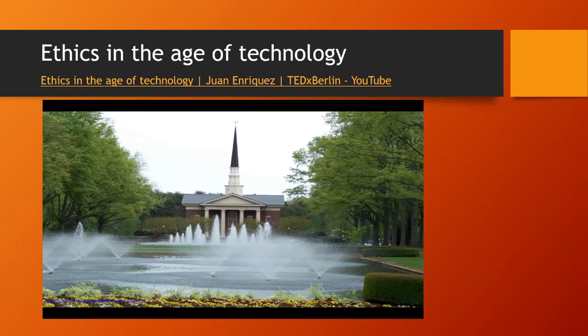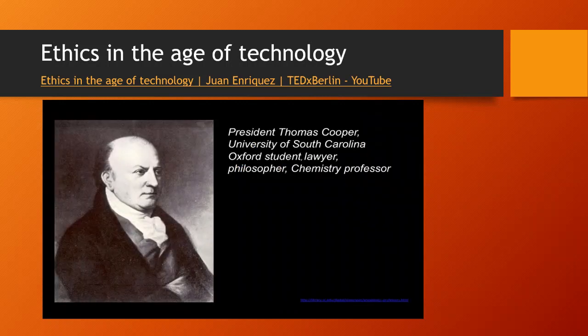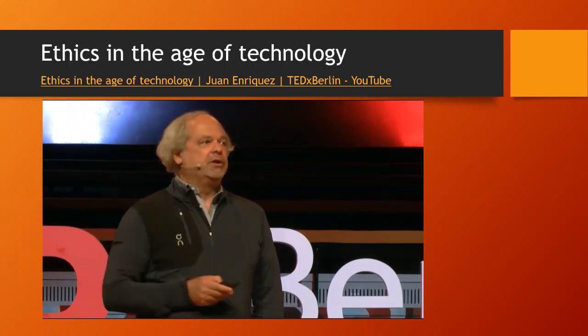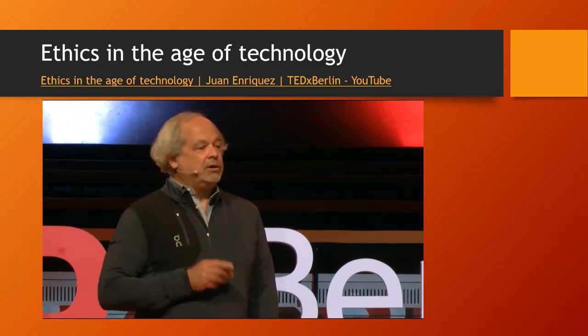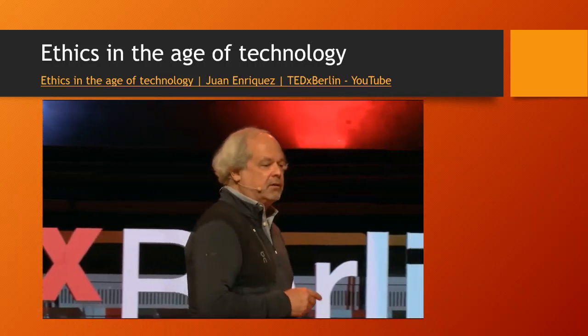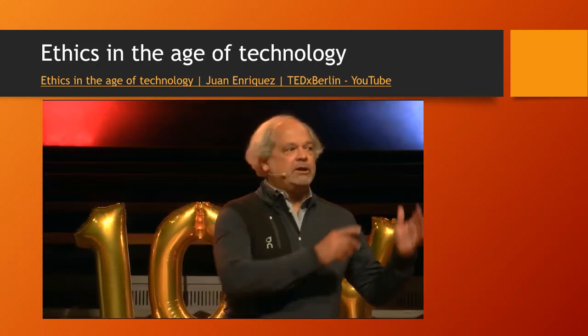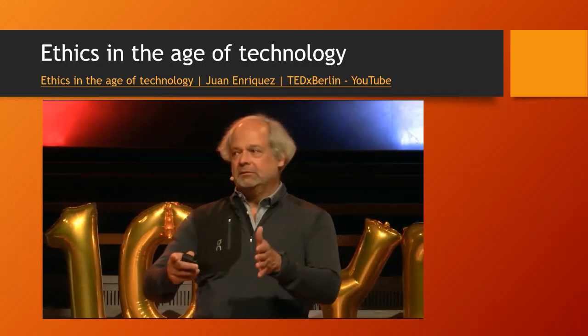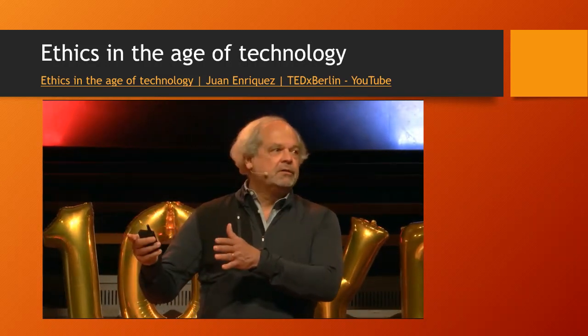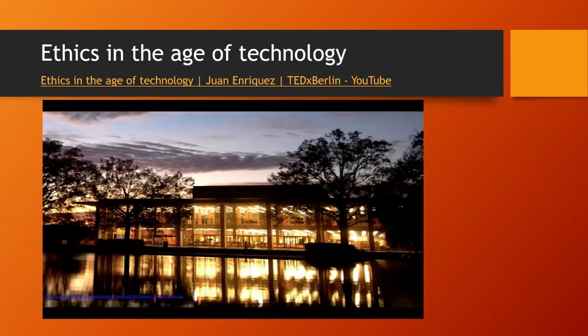Fortunately, then, they got a really smart guy. So this is an Oxford don, chemistry professor, philosopher, radical, and an abolitionist. Until he got to be president of the University of South Carolina, at which point he wrote the 1826 pamphlets outlining the belief that slave labor is an economic necessity and the white race is superior. So here's an abolitionist who lands there and changes his mind. Cooper Library was dedicated in 1976.